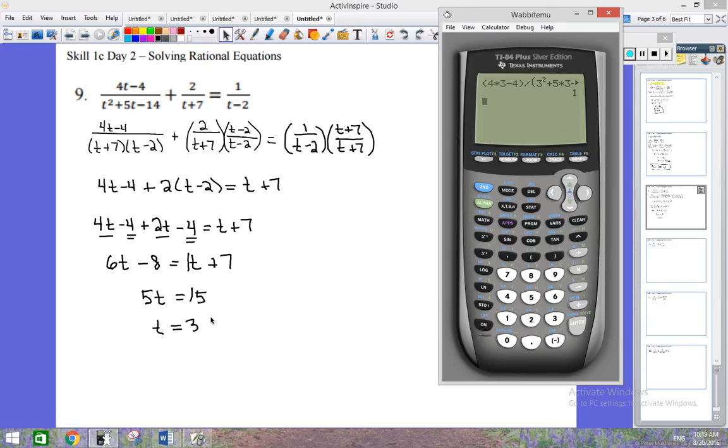Well, I don't have to use the calculator for the right-hand side. 3 minus 2 is 1, and 1 divided by 1 is 1. So the left-hand side evaluated to 1 when we substituted in 3 for t. And on the right-hand side, we also got 1. So we say that this checks, and that is in my solution set. It's the only thing in my solution set for this original equation.